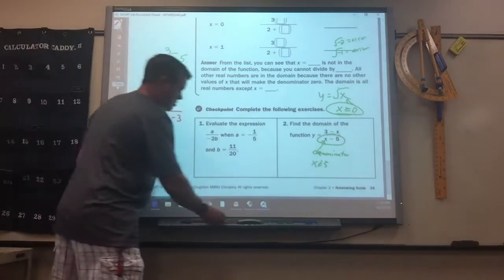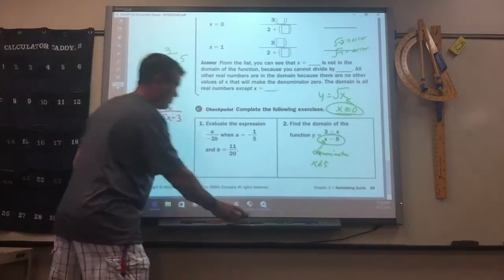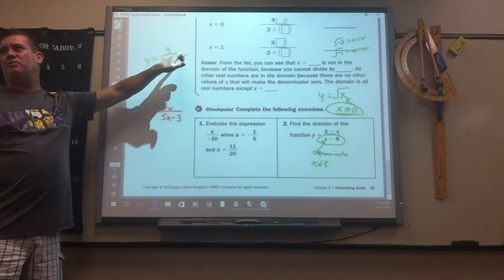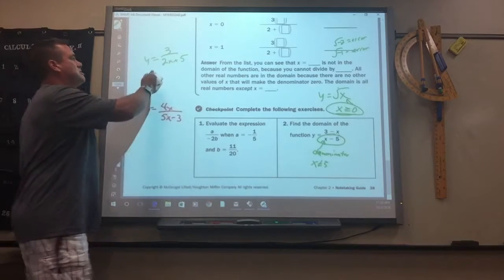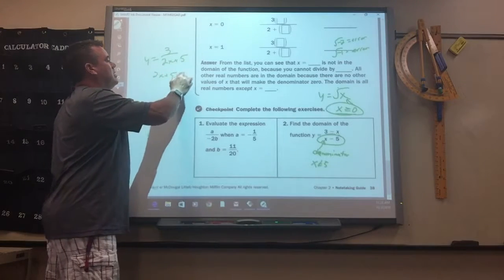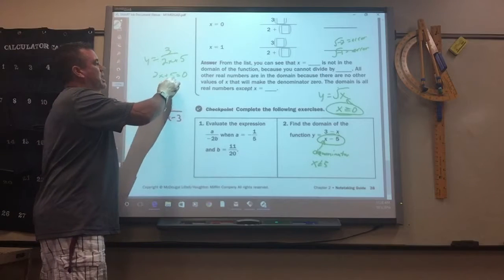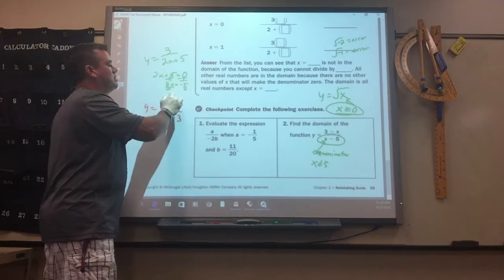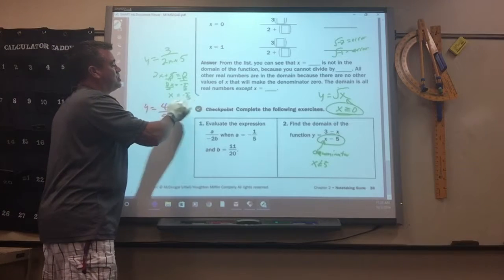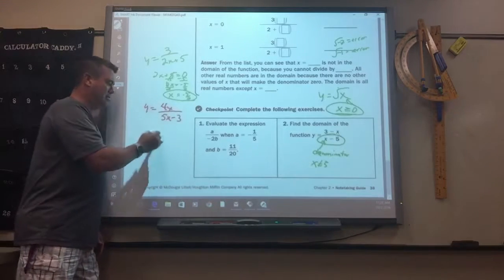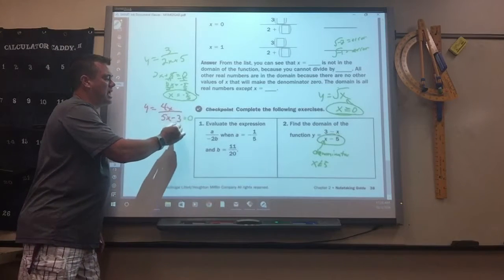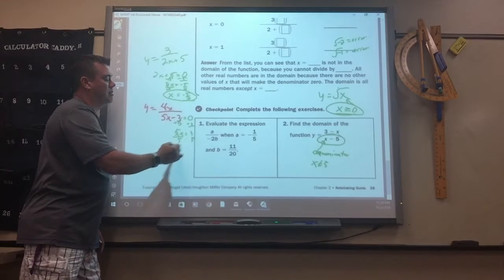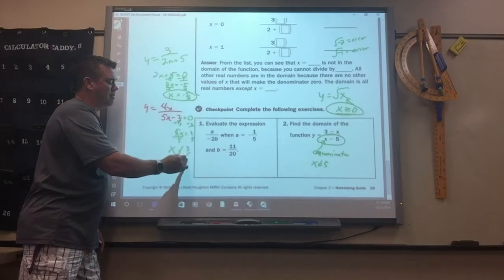Here's how you figure it out. If you don't see it just by looking at it, you know the bottom can't equal 0, right? So just set the bottom equal to 0, and then figure it out. Subtract 5, 2x equals negative 5, and then divide by 2. So you can leave it negative 5 halves, which is negative 2.5. Perfect. Right. Set this equal to 0, add 3, divide by 5, x cannot equal 3/5.